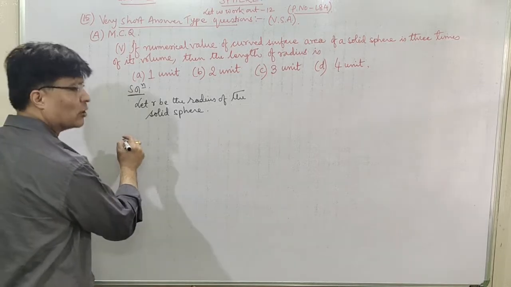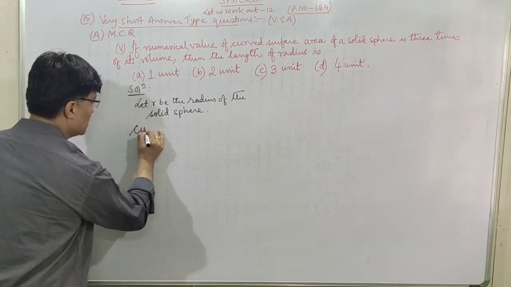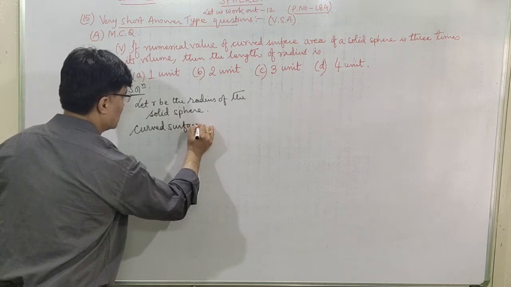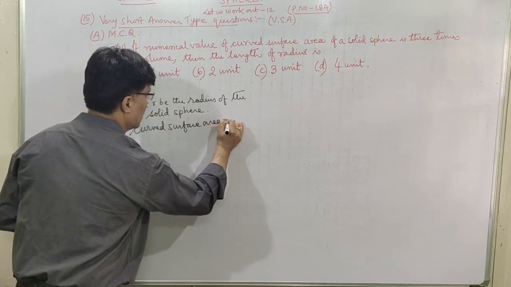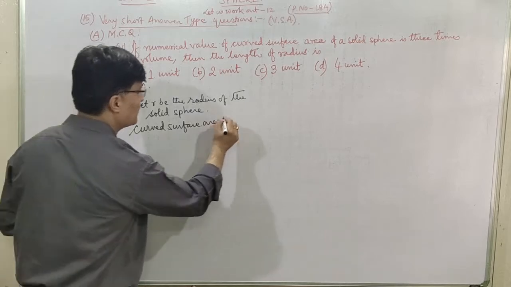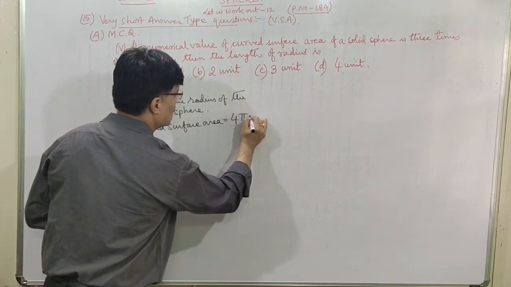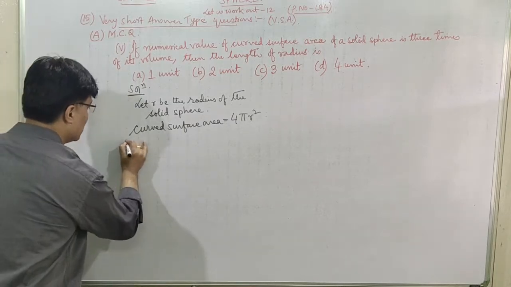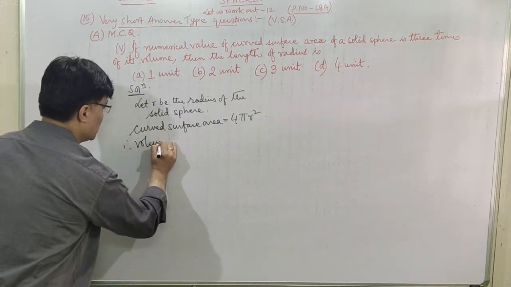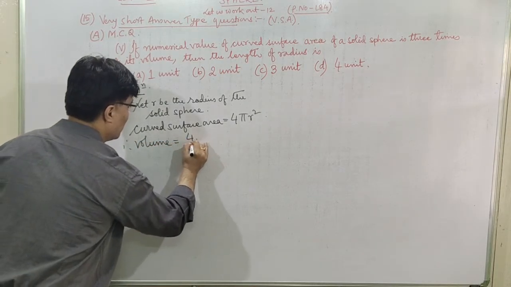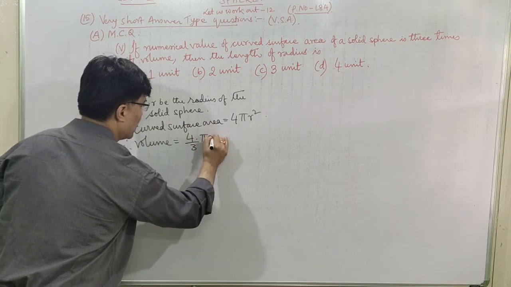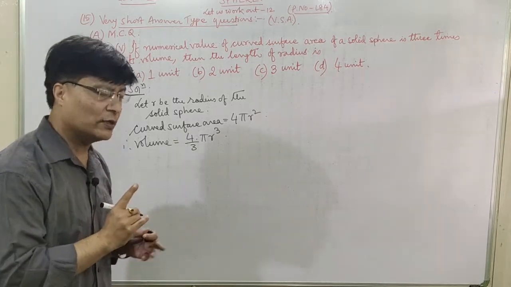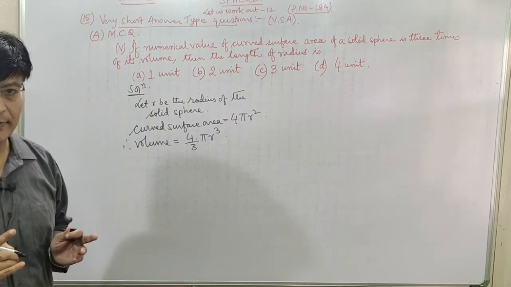So let us write down the curved surface area first. So curved surface area is equal to, what is the formula for curved surface area? You know that it is 4 pi r square. And what is its volume? Therefore, volume is equal to, what is the formula for volume? Volume is 4/3 pi r cube. So these are the formulae, right?